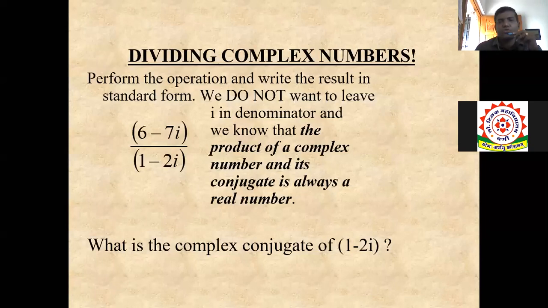What is the complex conjugate of 1 minus 2i? That is 1 plus 2i.